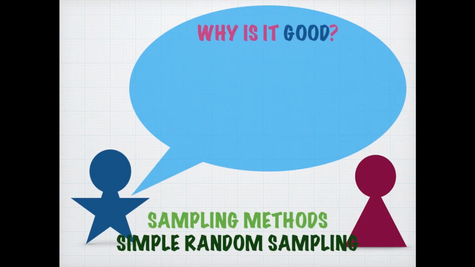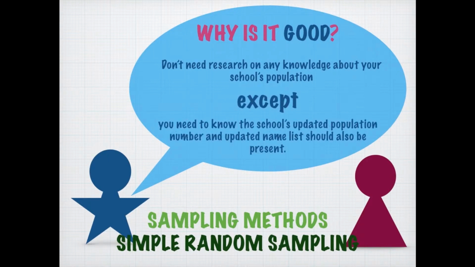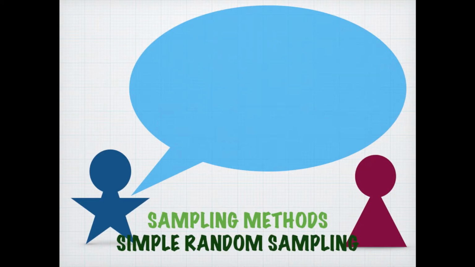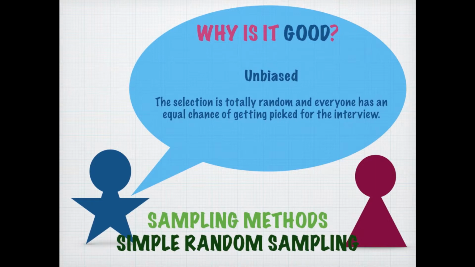This method is good because you do not need to research any knowledge about the school population, except that you need to know the school's updated population number, and an updated name list should also be present. This method is also not biased since the selection is totally random and everyone has an equal chance of getting picked for the interview.